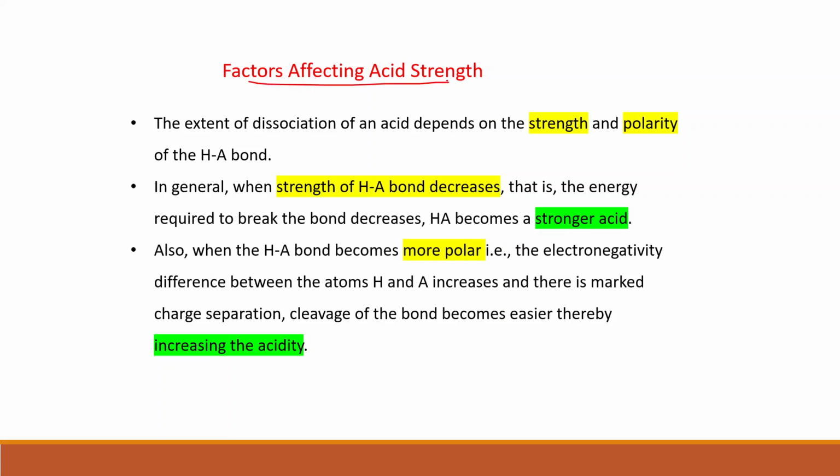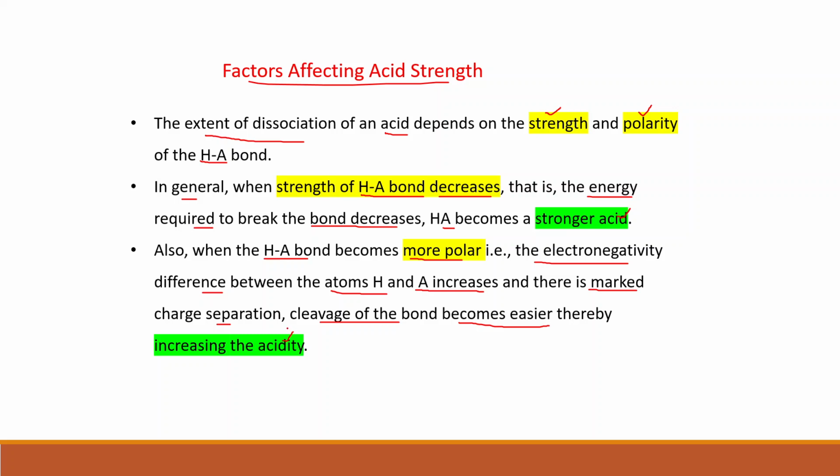Factors affecting acid strength. The extent of dissociation of an acid depends on the strength and polarity of the HA bond. In general, when the strength of the HA bond decreases, that is, the energy required to break the bond decreases, HA becomes a stronger acid. Also, when the HA bond becomes more polar, that is, the electronegativity difference between the atoms H and A increases and there is marked charge separation, that is, polarity is increased, cleavage of the bond becomes easier, thereby increasing the acidity.